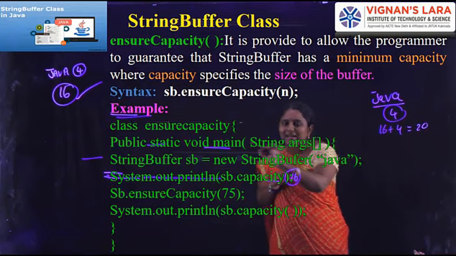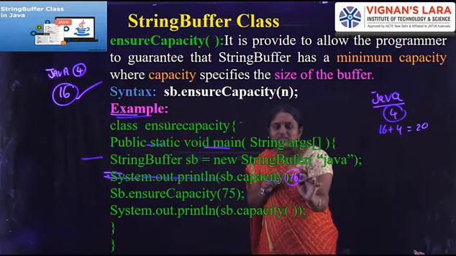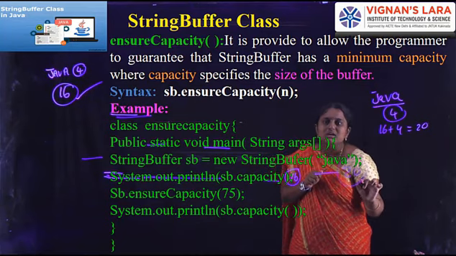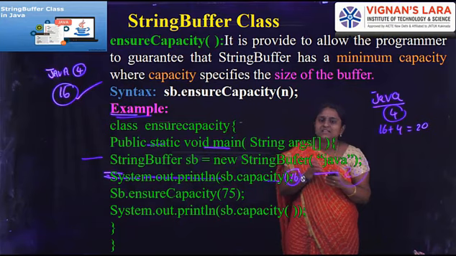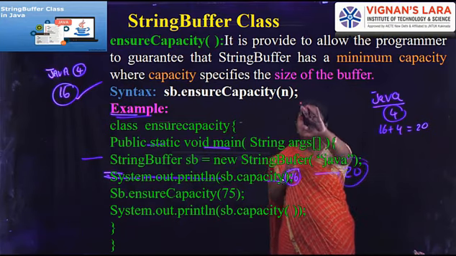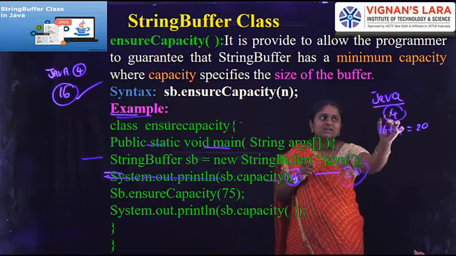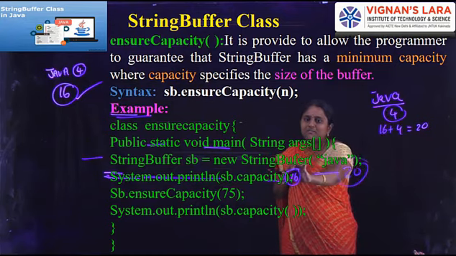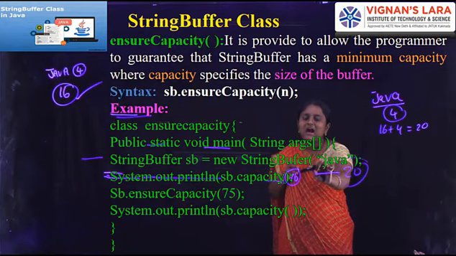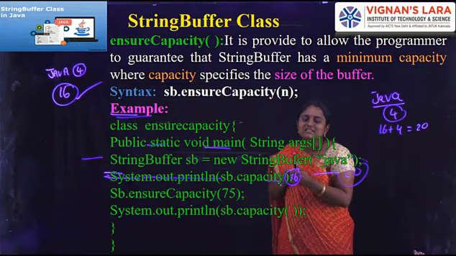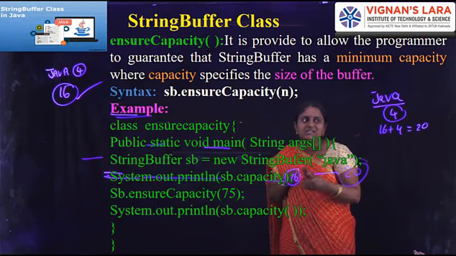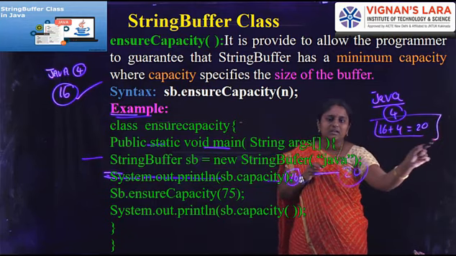If you compile and run this program, what is the output we get for this statement? 20. Because I have created one StringBuffer object with an argument. Here I am passing one string, Java. What is the length of the given string? 4. Here I'm calling System.out.println(sb.capacity()). The initial capacity is already 16 characters. Here 16 plus 4 equals 20.